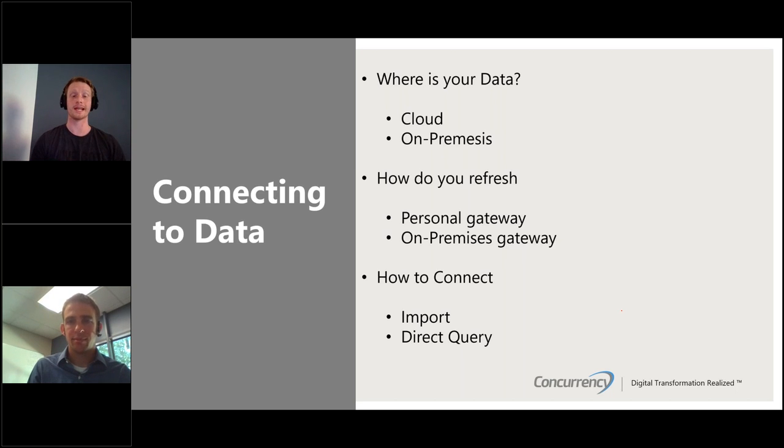If you do have on-premises data, you've got to think, how do you refresh your data? Do you let users set up personal gateways to connect Power BI to on-premises? Or do you use corporate-wide on-premises gateways? And this gateway is really what Power BI connects to on-premises data directly. So you've got to think, is Power BI going to do this? How are we going to manage that?